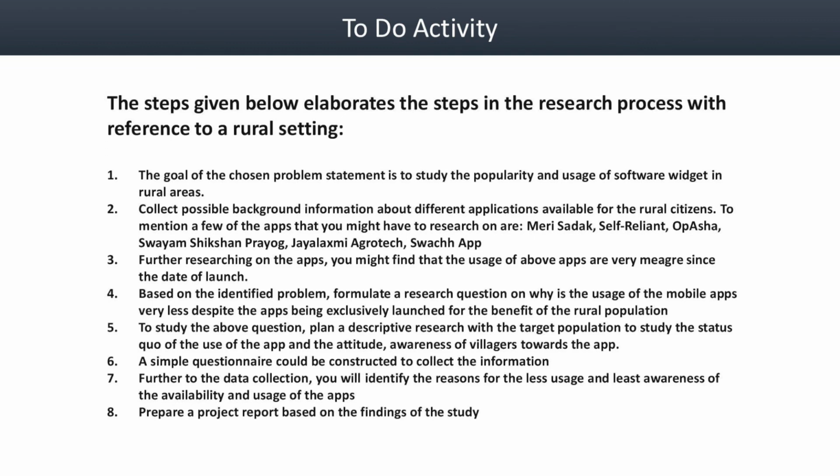And on further researching the apps, you might find that the usage of the above apps is very meager since the date of launch. This might be your finding based on the literature review that you do. So based on the identified problem, formulate a research question: why is the usage of the mobile apps very less despite the apps being exclusively launched for the benefit of the rural population? So this is your research question, right?